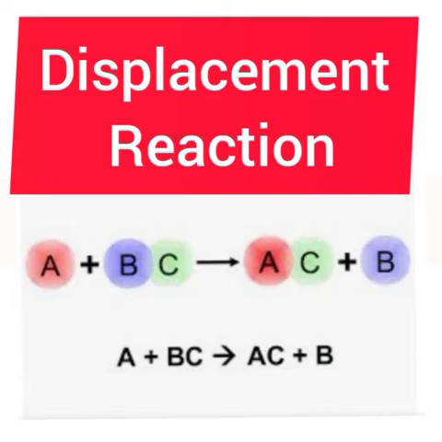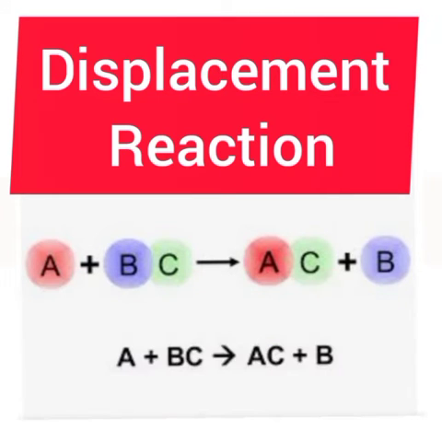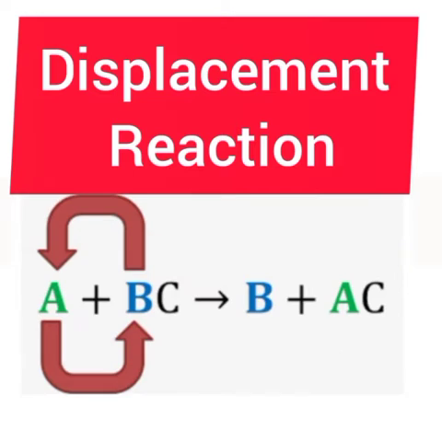Displacement reaction. The chemical reaction in which a more reactive element displaces a less reactive element from its salt solution is known as a displacement reaction. Both metals and non-metals can take part in displacement reactions. Its general formula is A plus BC gives B plus AC. It means A is more reactive than B, so A displaces B and forms AC as a product.